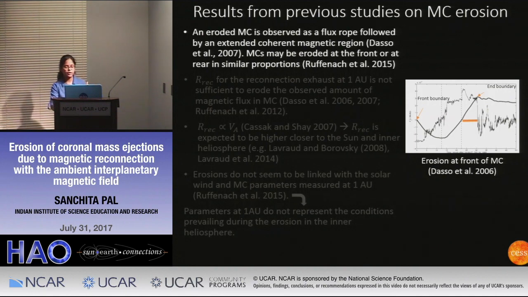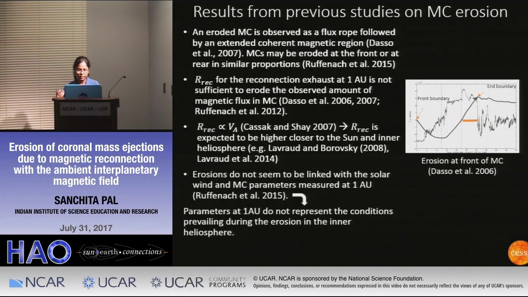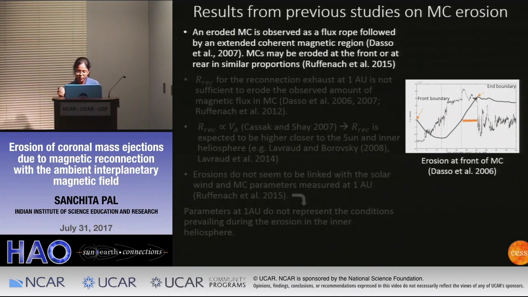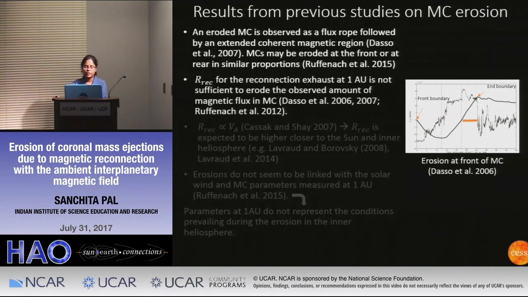At the back of the MC, a similar thing might happen, because the fast solar winds coming from the coronal holes and the corotating interaction regions, when they hit the magnetic cloud from behind, there might appear some compression of the interplanetary magnetic field, which might reconnect with the magnetic cloud from behind.